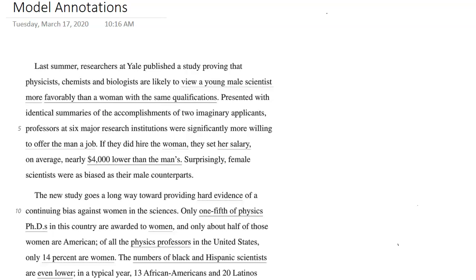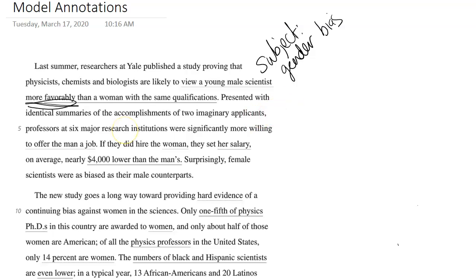Last summer, researchers at Yale published a study proving that physicists, chemists, and biologists are likely to view a young male scientist more favorably than a woman with the same qualifications. So already we notice that we have a subject that has clearly been identified, and that subject is gender bias. And we can see that here with the young male scientists viewed more favorably than the women with those same qualifications.